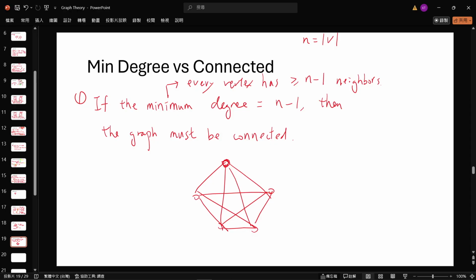Is it connected? Yeah, obviously, because being a connected graph means there's a path between any 2 vertices, okay? So can we find a path between any 2 vertices? Absolutely, because we cannot just find a path, we can find an edge, okay? There's always an edge between any 2 vertices. So certainly this is a connected graph. And actually there's a special name for this kind of graph, that is complete graph, okay? So this is complete graph.